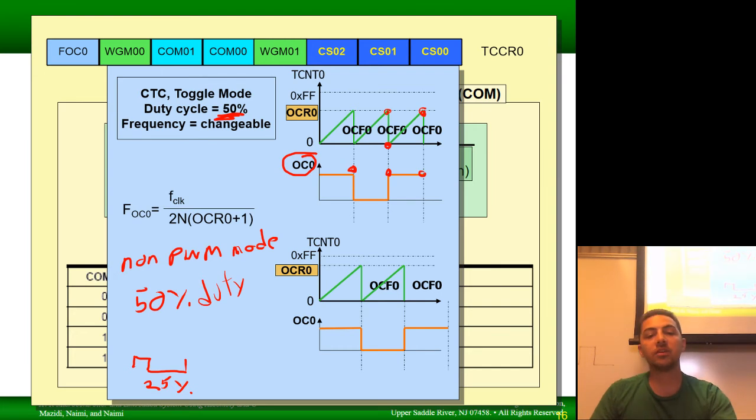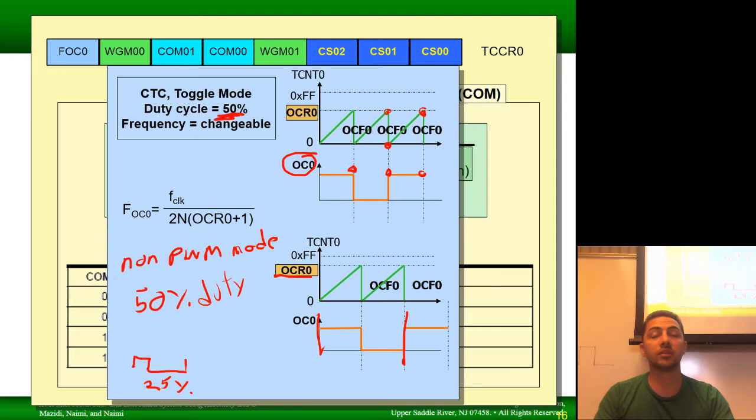Now, the thing that we can do, though, is we can change the frequency. So we can modulate the frequency based on whatever value we put into the OCR register. If we put a large value in OCR, our period is longer. And if you have a larger period, what does that mean about your frequency?